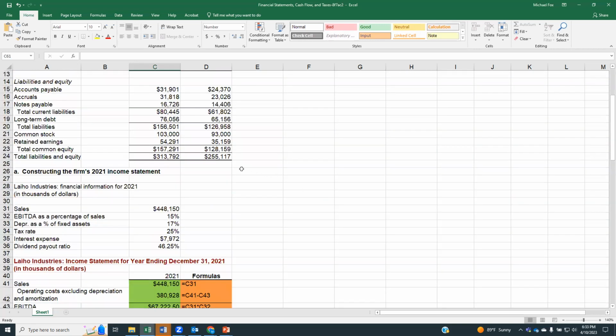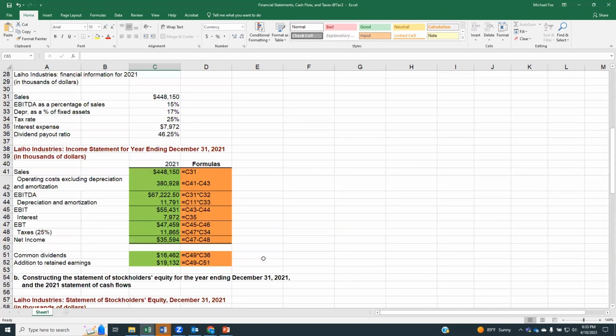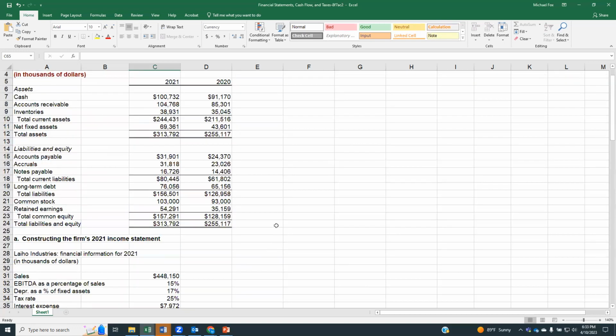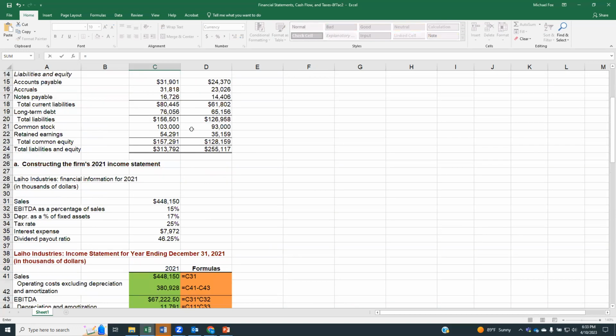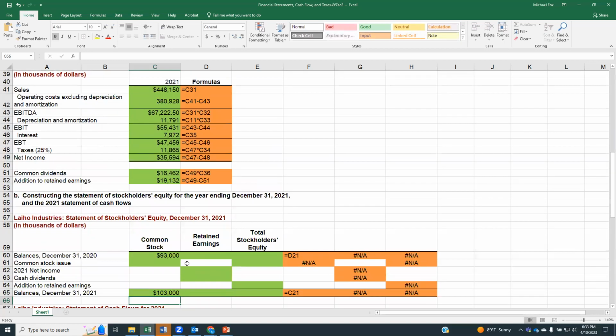Common stock issue. Well, we don't know, but we do know our common stock at the end of the year. So I'm going to go up here, or at the end of this year, and say that this equals, and then I'm going to go to the 2021 common stock amount, which is column C or cell C21. And now I can see if I had $93,000 worth of common stock at the beginning of the year, and I have 103,000 at the end, I know that the difference, 103 minus 93, is the amount of stock we issued, or $10,000 worth of stock issued during the year.